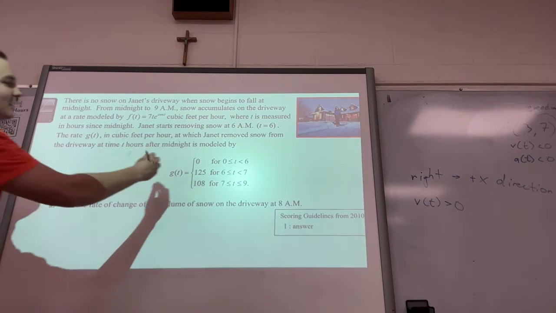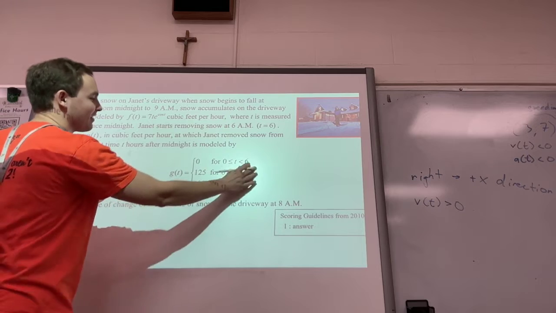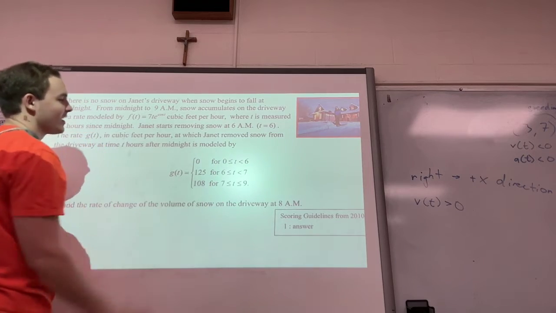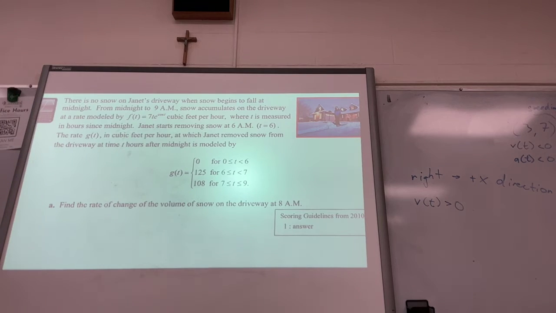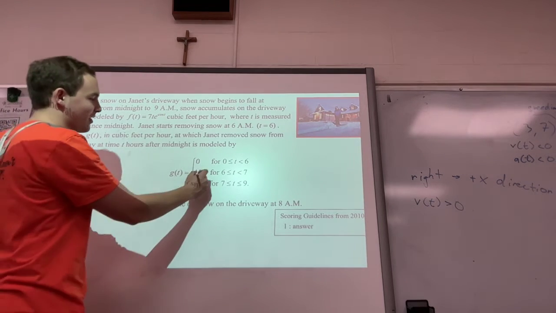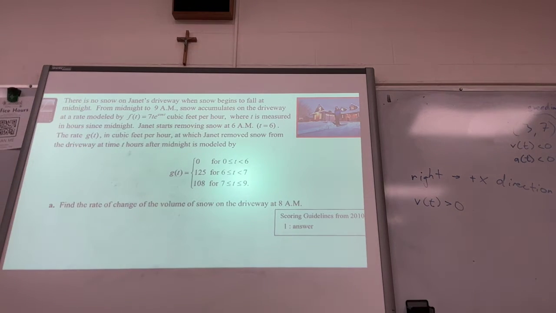She starts removing snow at 6 a.m. So until 6, she was sleeping. From 6 to 7, after she first woke up, she was just hauling. She was just getting rid of that snow at a rate of 125 cubic feet per hour. That's a lot.